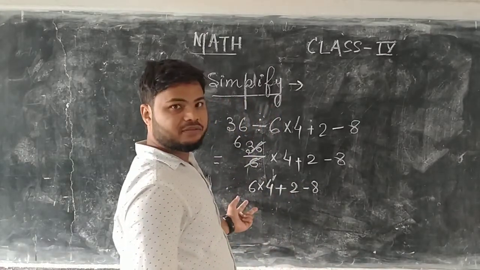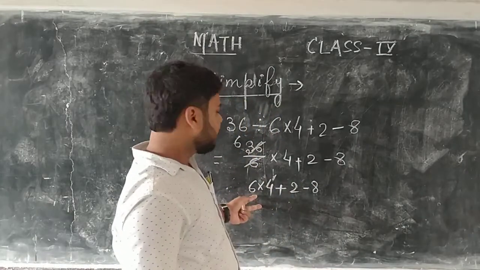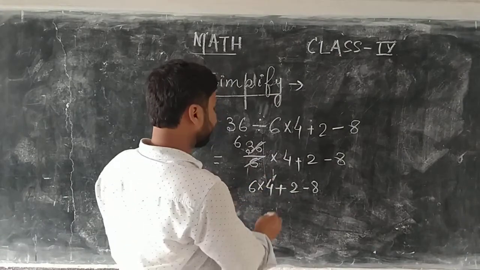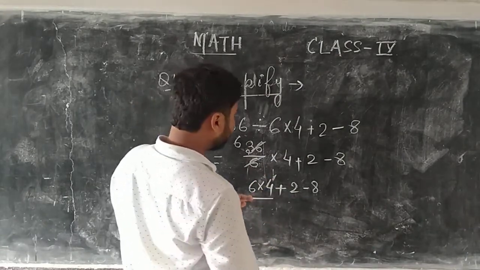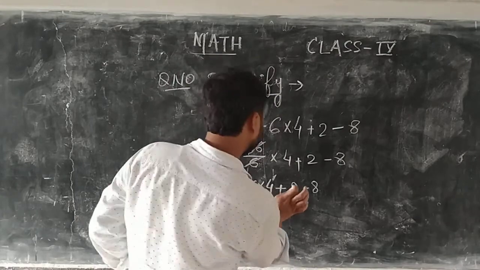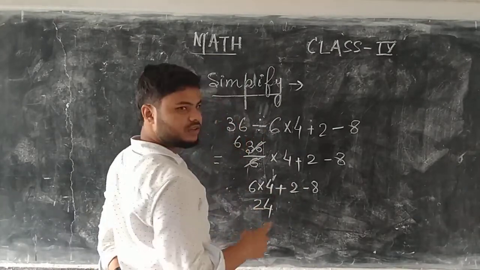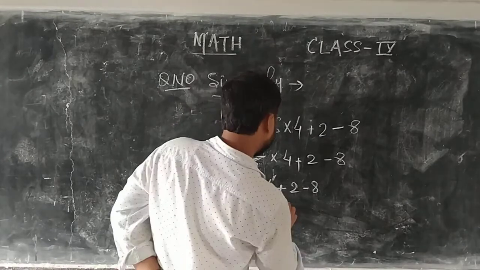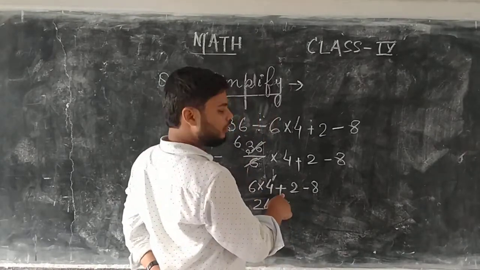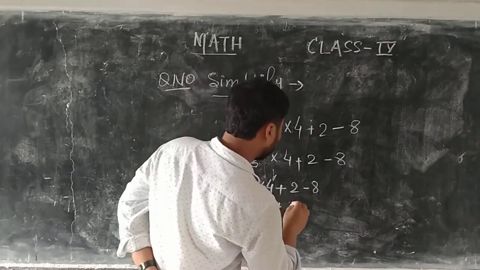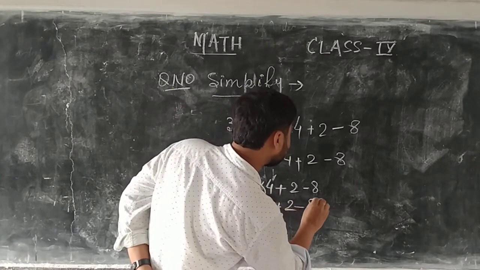Now next work is multiplication. Second work is multiplication. We will multiply. After that, what will be 6 times 4? 24. Okay, 6 times 4 is 24, and addition given. We will write here the addition symbol: plus 2 minus 8.